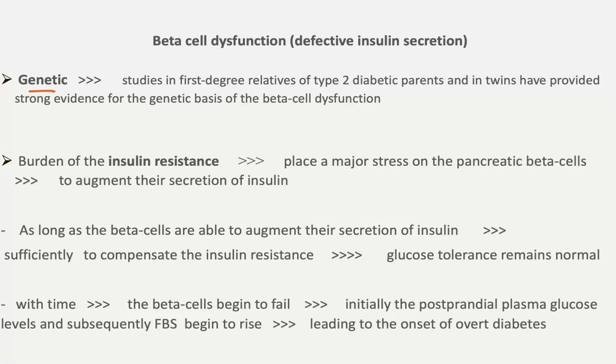And the second thing is that the burden of insulin resistance places a major stress on the pancreatic beta cells to augment their insulin secretion. As long as the beta cells are able to augment their secretion of insulin sufficiently to compensate for the insulin resistance, glucose tolerance remains normal. However, over time, the beta cells begin to fail, leading to increased postprandial plasma glucose level, then fasting blood glucose level, and finally the onset of overt diabetes.